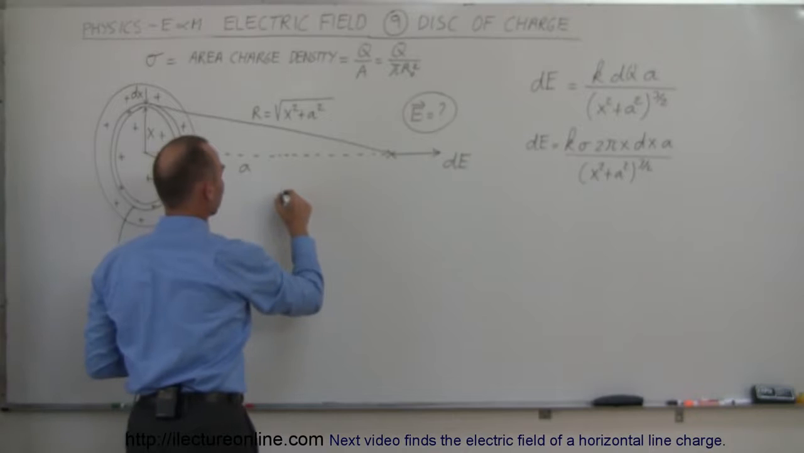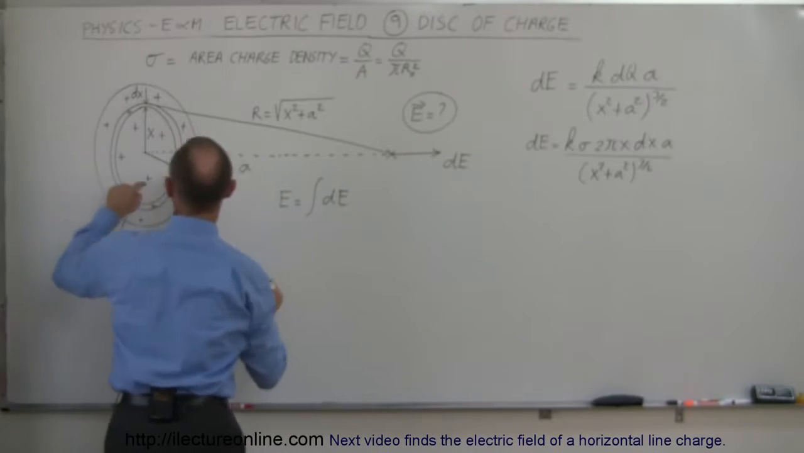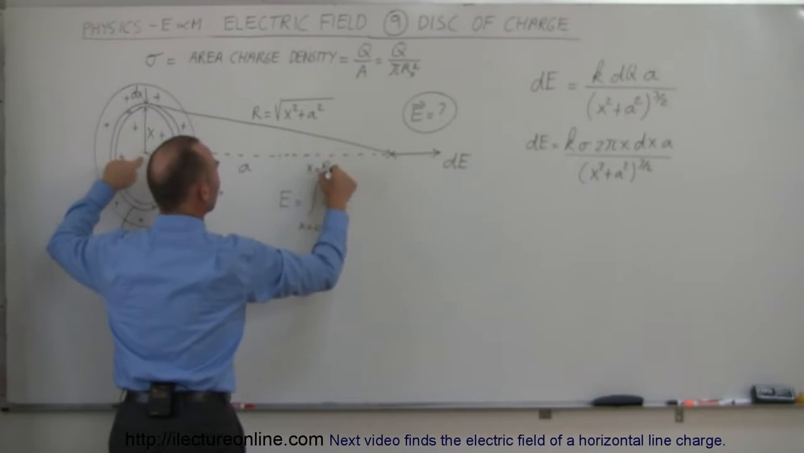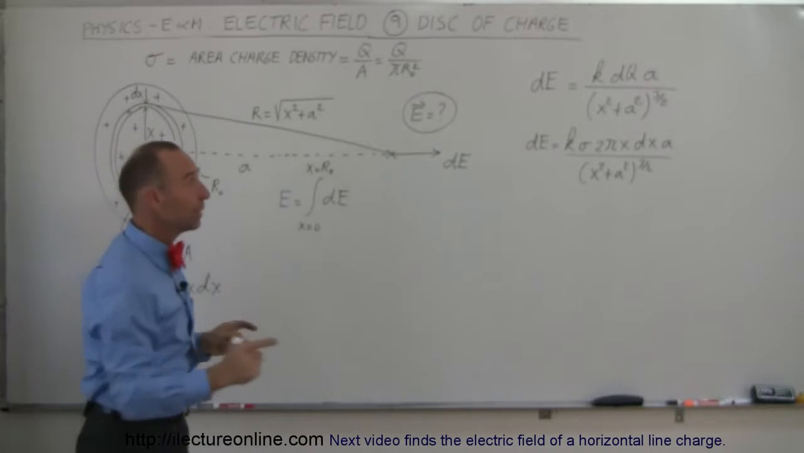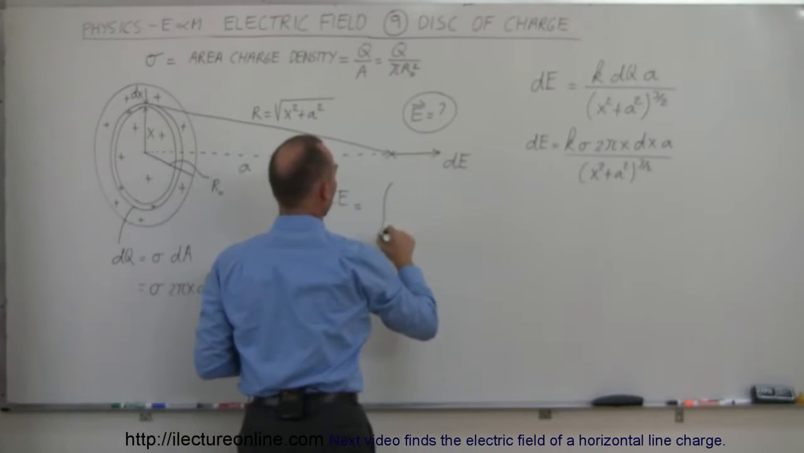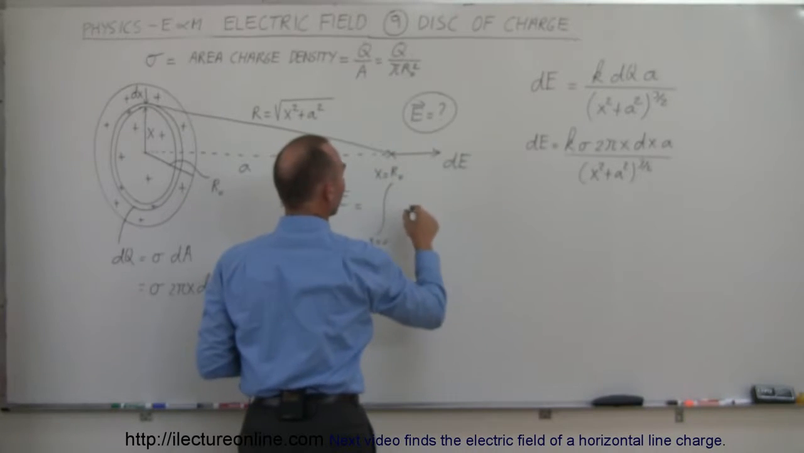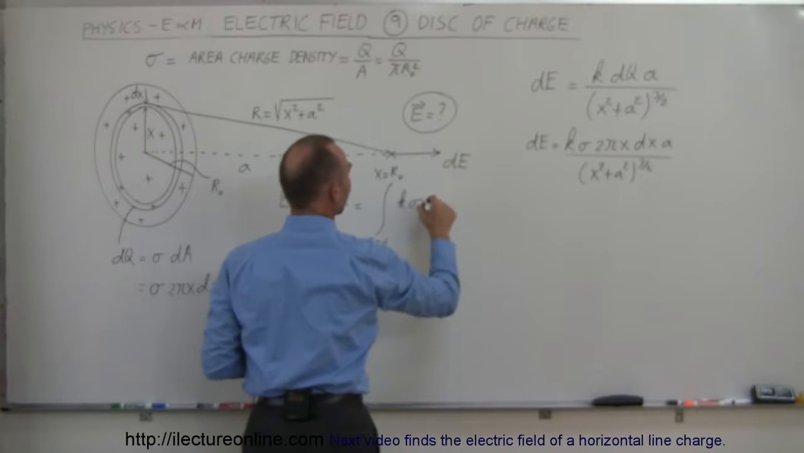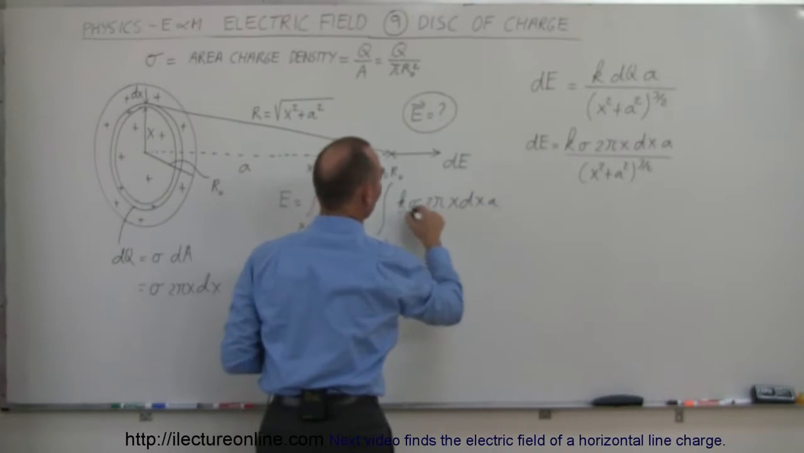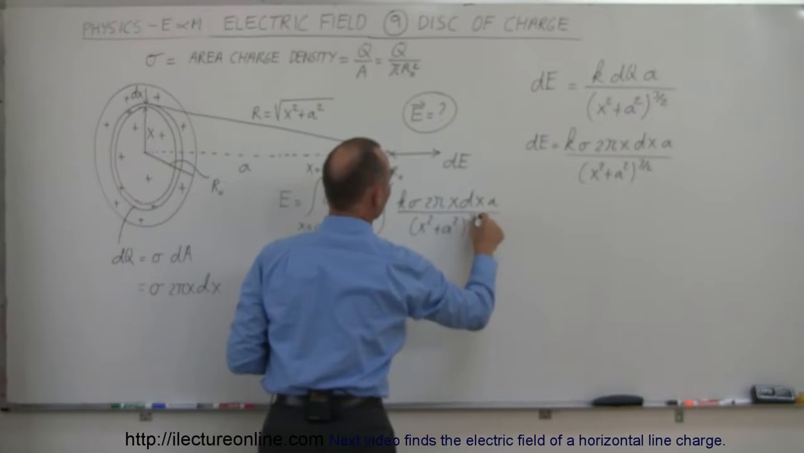So the total electric field E is going to be the integral of all the little dE's, integrating from x equals 0 to x equals the full radius of the disk. That means we're going to integrate this whole integral right there. So this is equal to the integral from x equals 0 to x equals the radius of the disk of k sigma 2 pi x dx times a, all divided by x squared plus a squared to the 3/2 power.